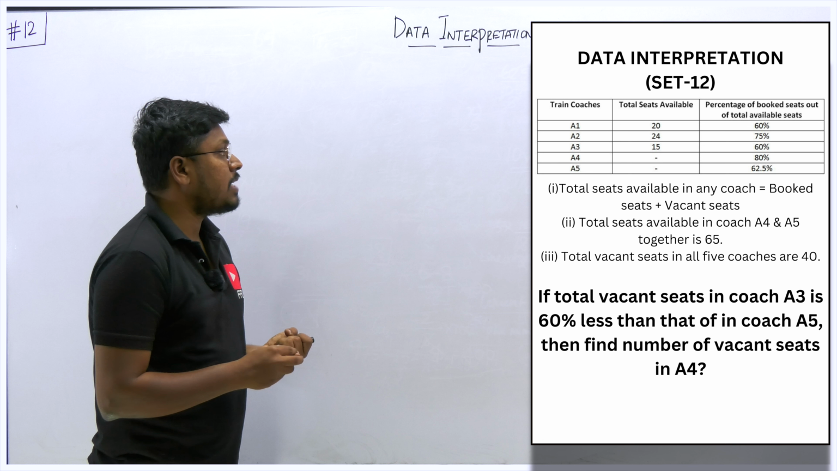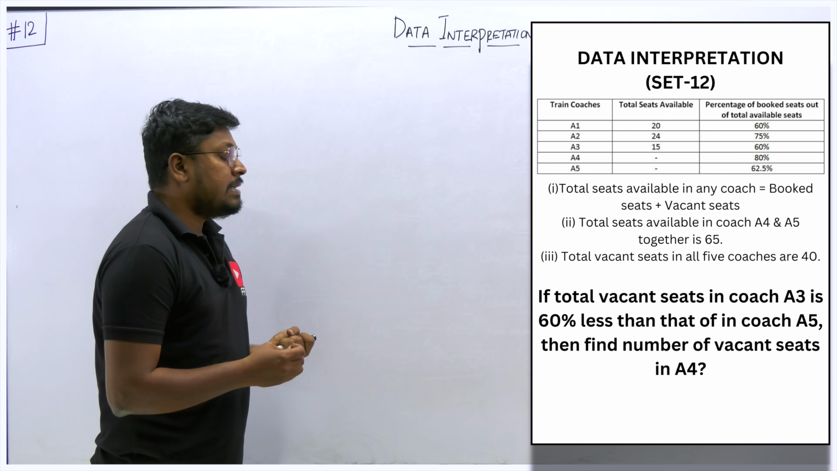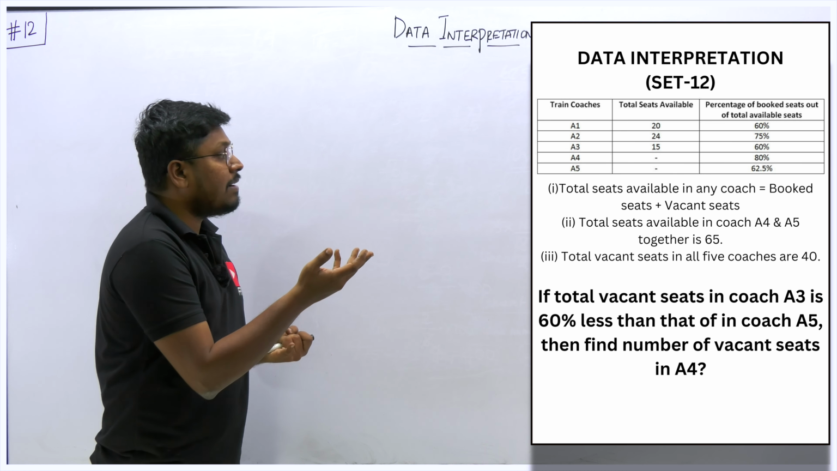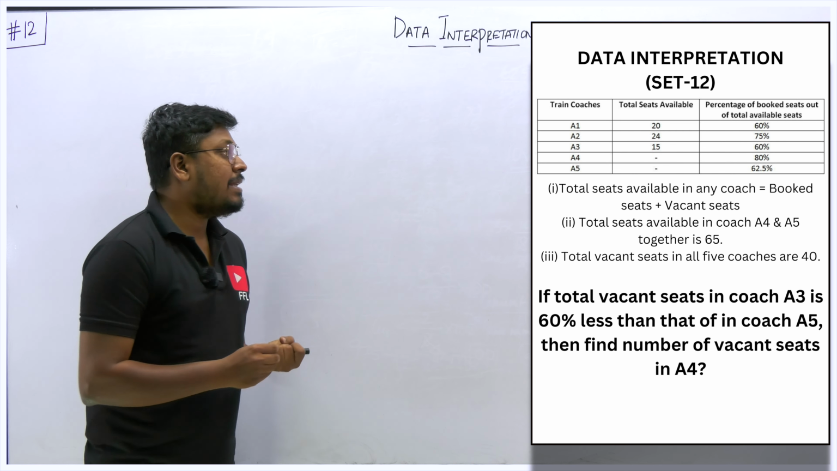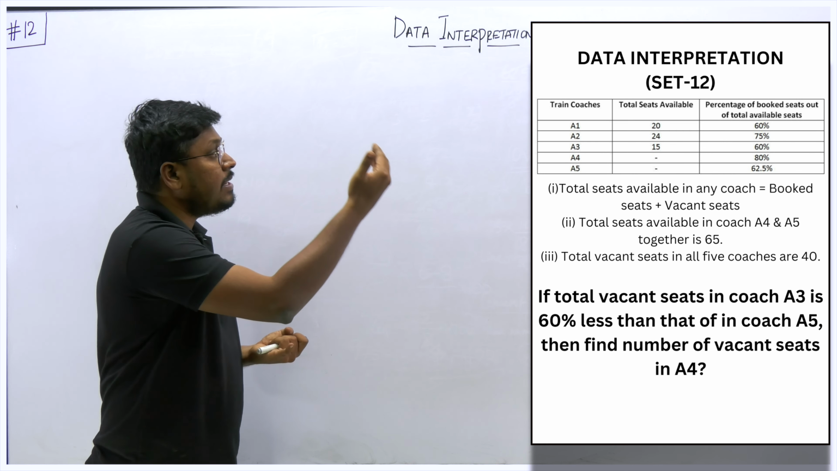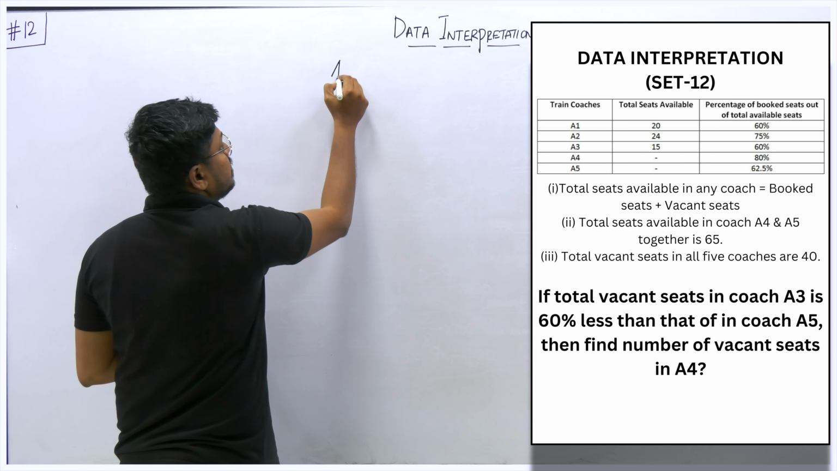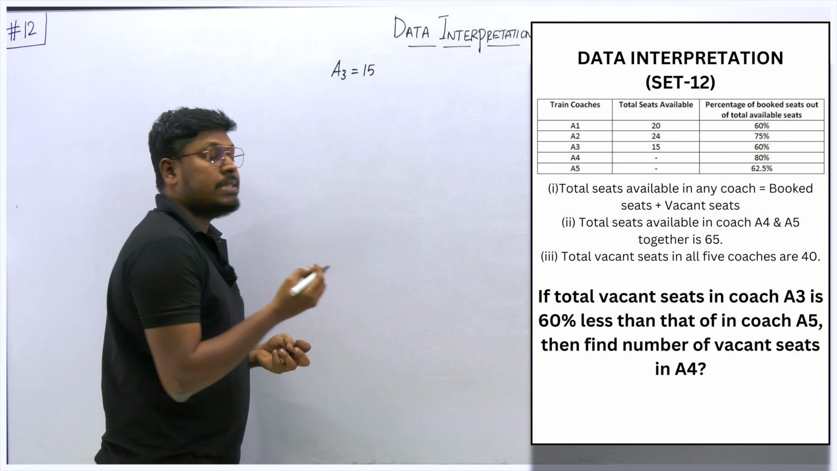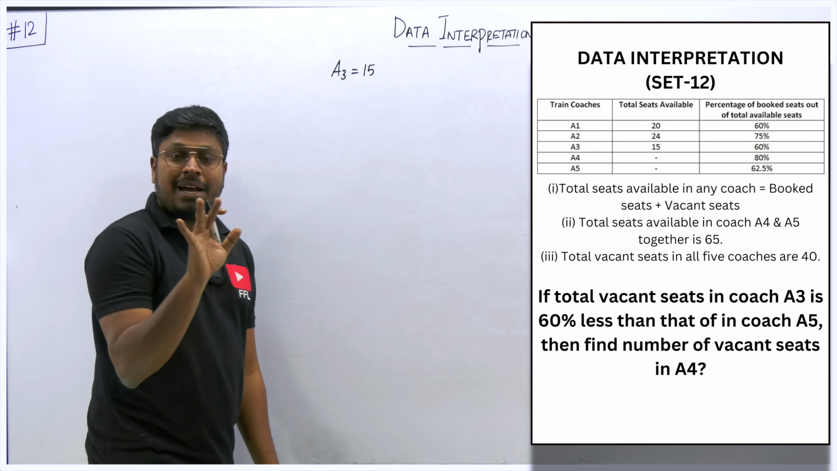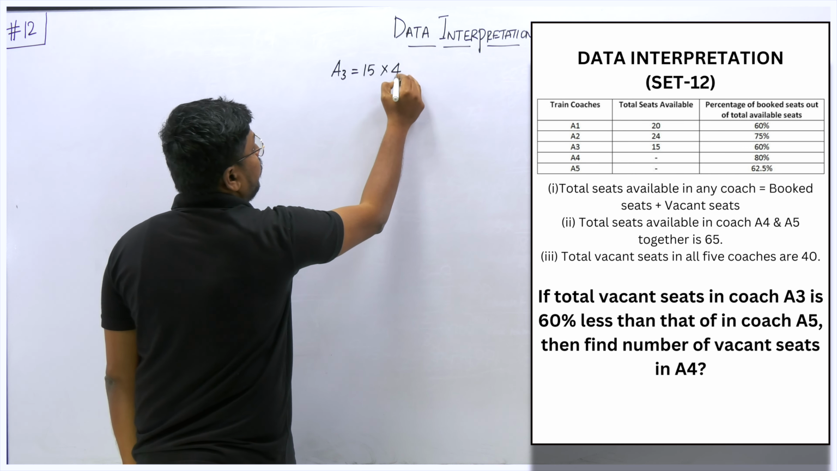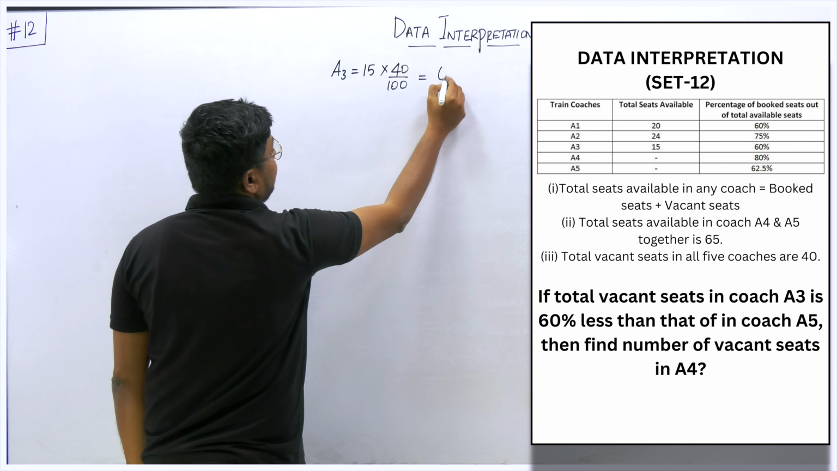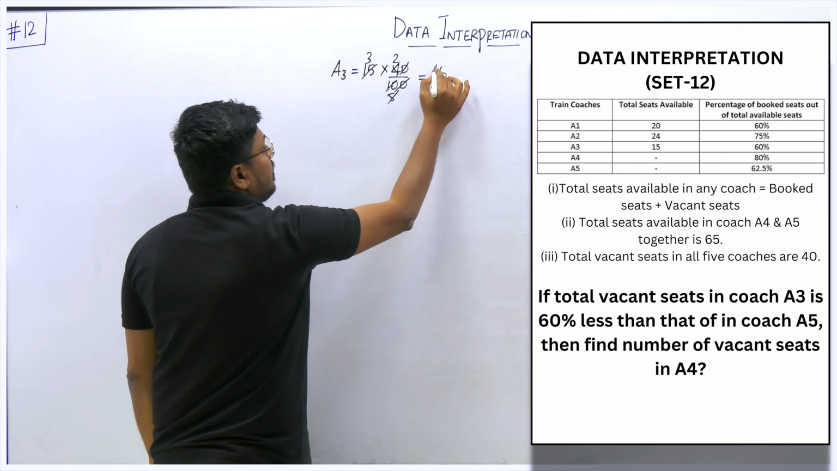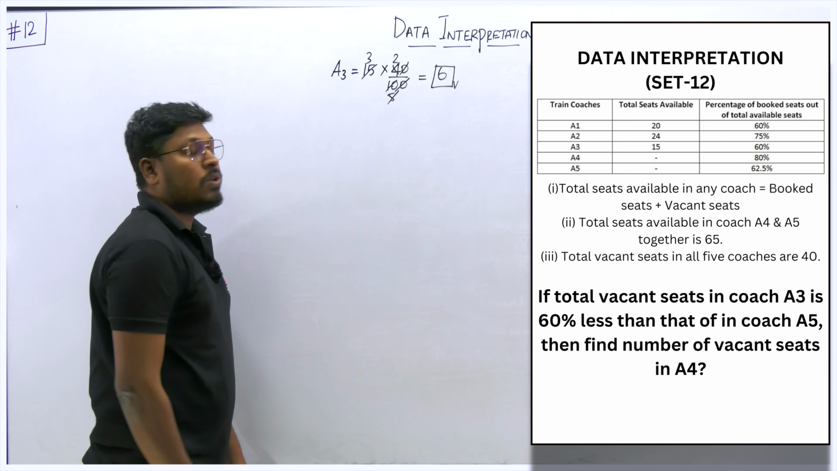Okay, so vacant seats in coach A4. If the total vacant seats in A3 are 60% less than that of A5, for A5 we don't know the total number of available seats, but they are saying that A3 coach vacant is 60% less. So A3 is how much? A3 actually has 15 total available seats. Out of that 60% are booked. So if 60% are booked, then the remaining 40% will be the vacant seats, which will be 6, right? So we can cancel 2 times, 5 2s are 10, 3, 6. So totally 6 will be the vacant seats on coach A3.